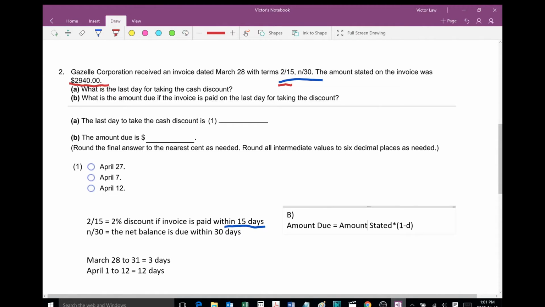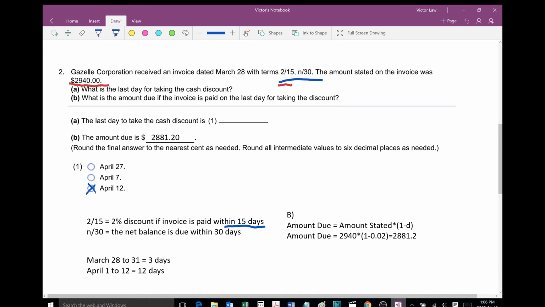In part B, we're trying to find the amount due. And the formula for amount due is the amount stated on the invoice times 1 minus D. So the amount stated on the invoice is 2,940. And the discount rate, D, is the 2%.